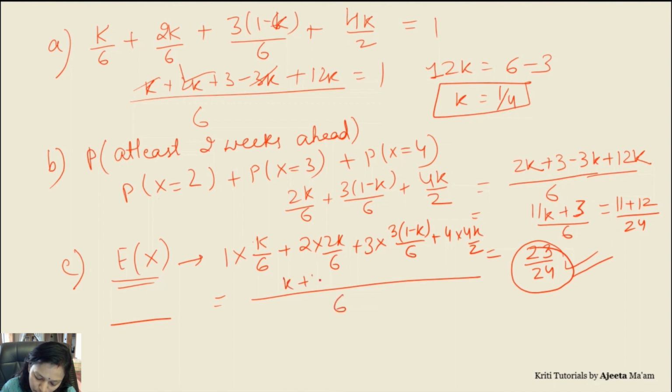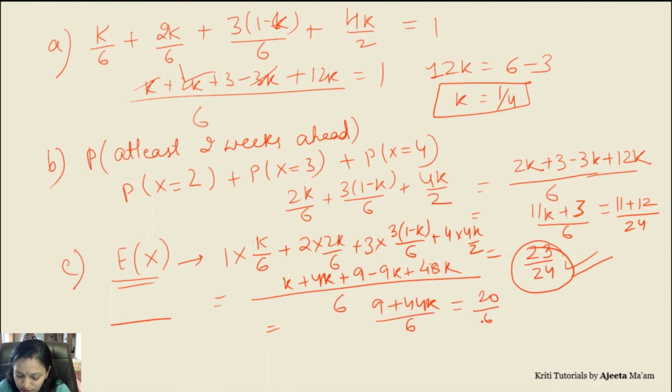So k plus 4k plus, now 8 3s are 24, 4 4s are 16. Now let's put the value here. So 11 plus 9, 20/6. So we have here 10/3. This is the answer. Right? So this is what we have for the answer.